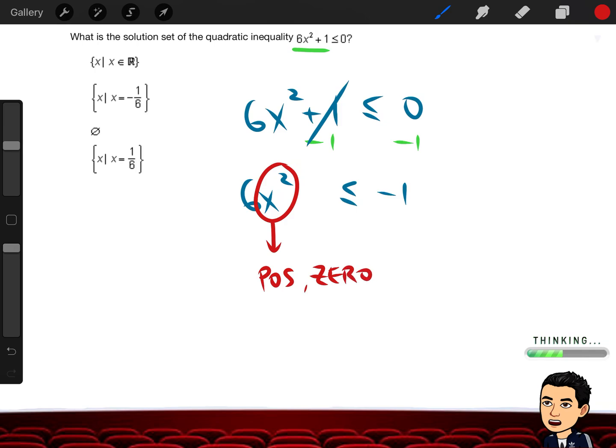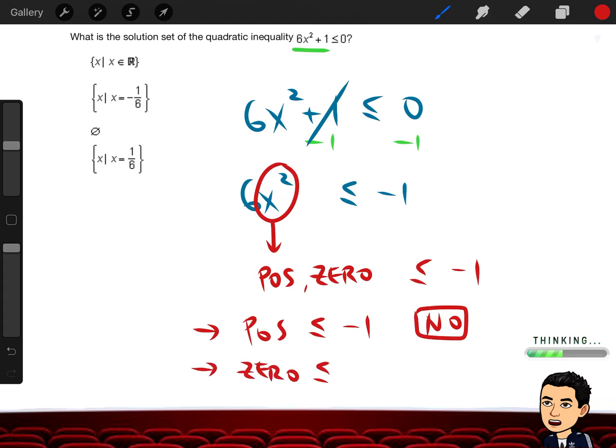So here is how you're going to figure out the answer. Can a positive be less than or equal to negative 1? No, no way, right? What about 0 less than or equal to negative 1? Heck no, right? So in this case, no solution.